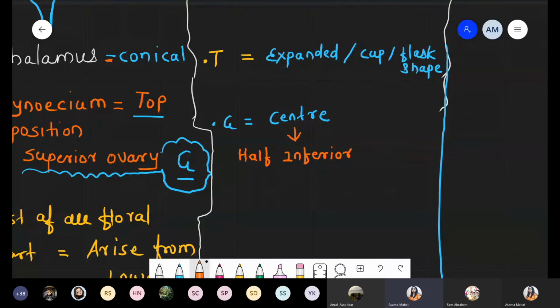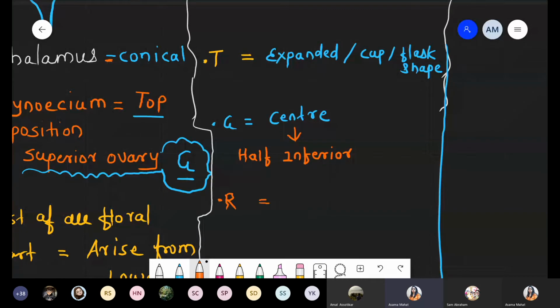Half inferior means what? Aadhi neeche hai, aadhi upar hai. It is embedded inside the thalamus. Hum diagram mein dekhenge how to represent. Half the ovary is embedded inside the thalamus, and half the ovary is free above the thalamus. This 50-50 condition is half inferior and half superior. Superior means completely top position. Inferior means aadhi upar hai, aadhi neeche. Half inferior.